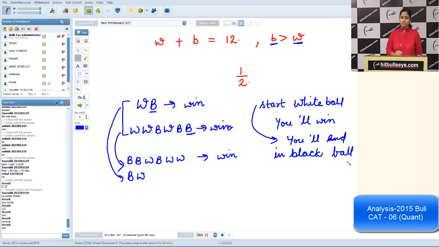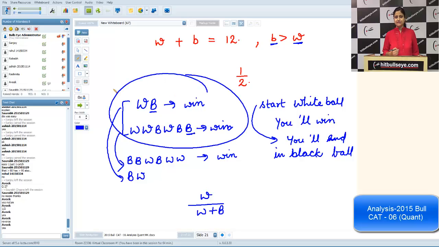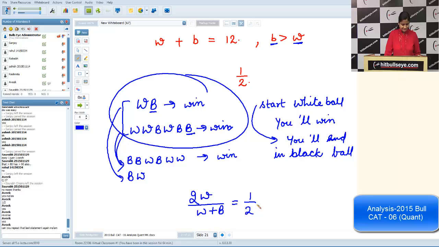So, what is the probability of getting the first white ball? It will be W divided by W plus B. Is it okay? And corresponding to every case where your string is starting with W, you are getting a corresponding case where you are starting with the black ball. It means all the cases are doubled. And this is given as half. Very, very good question. Olympiad level. Now you can solve it. You will get the answer.